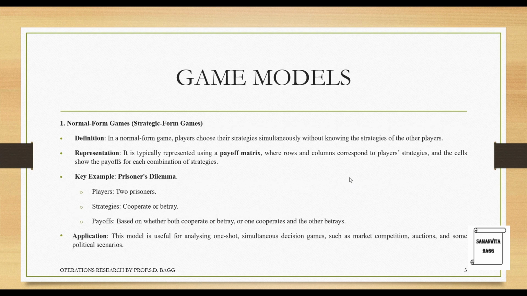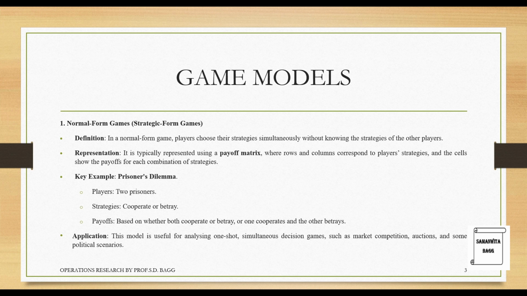The first one is normal form games. It is also called strategic form games. In a normal form game, players choose their strategies simultaneously without knowing the strategies of the other players. Representation: it is typically represented using a payoff matrix where rows and columns correspond to player strategies and the cells show the payoffs for each combination of strategies.